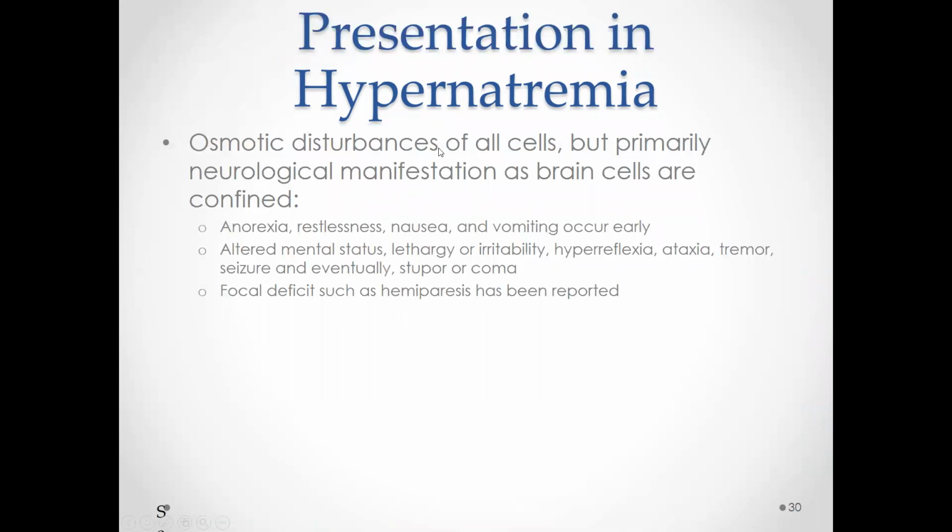Hypernatremia affects all cells, but it affects the brain cells mainly because the brain has limited space, or the skull has limited space. Symptoms: anorexia, restlessness, and it can go to nausea and vomiting. These are early, and later on the patient can develop altered mental status, and all the way to ataxia and tremor, and stupor and coma. Focal deficits like hemiplegia have been reported.